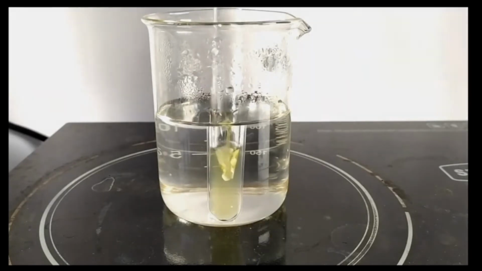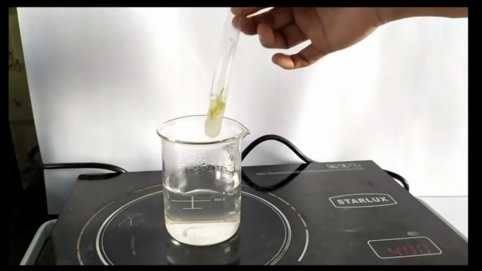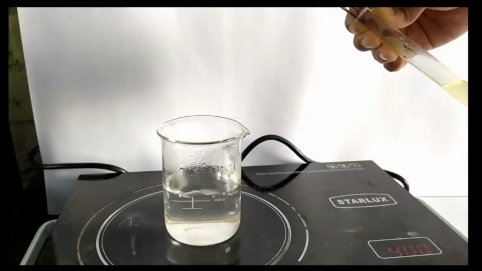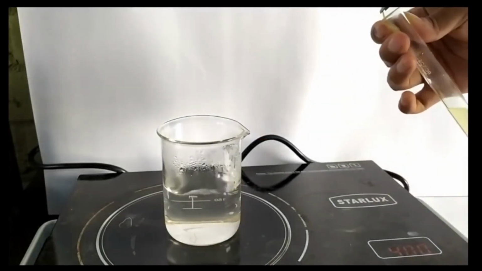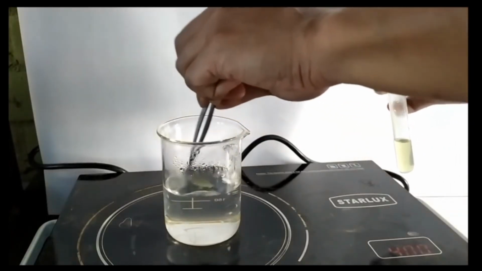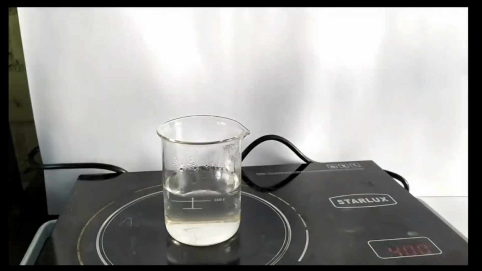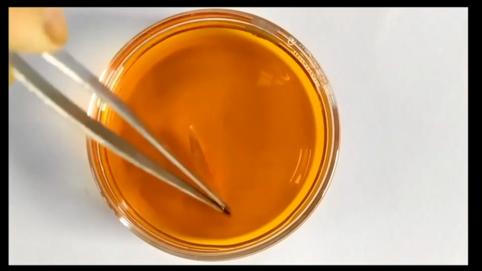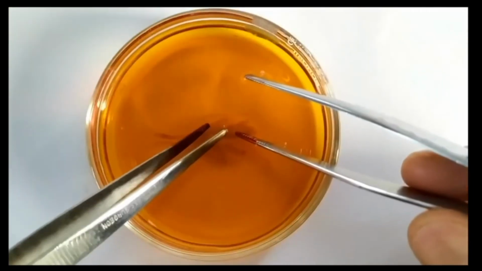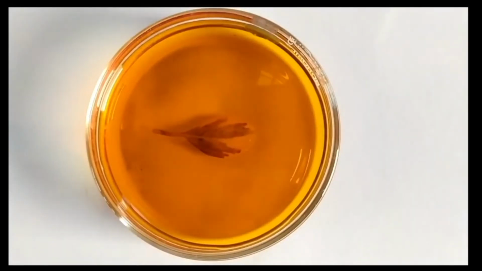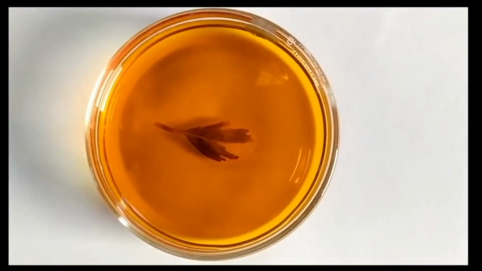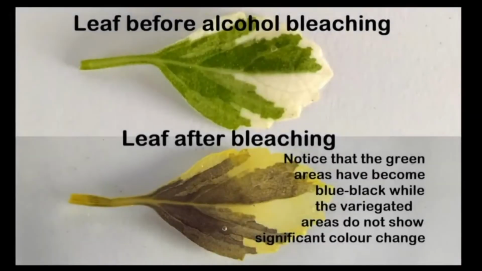So once the boiling stops, put off the flame and take the solution out, take the leaf out. Then we give it a final dip in the hot water so as to make it soft and wash away the alcohol. And finally, we put it inside iodine solution. Just note how dilute this iodine solution is, because if you use a very concentrated iodine solution, again the result will not be so clear. So here you can see the result very clearly.